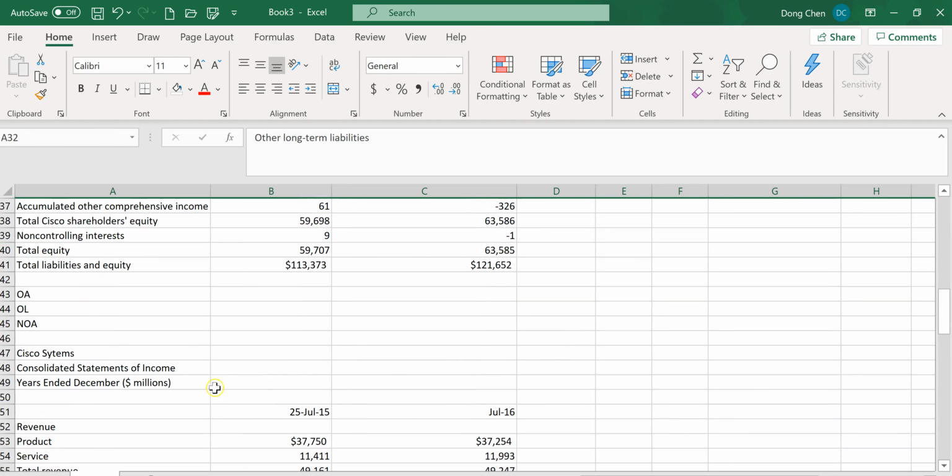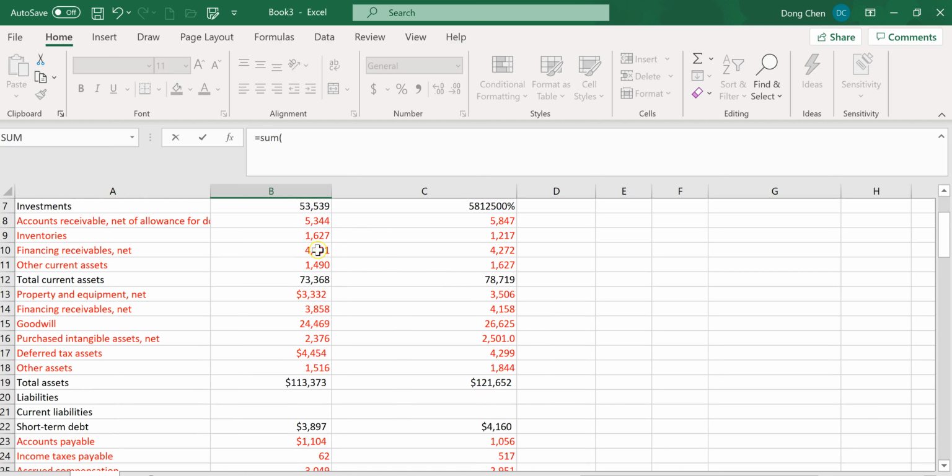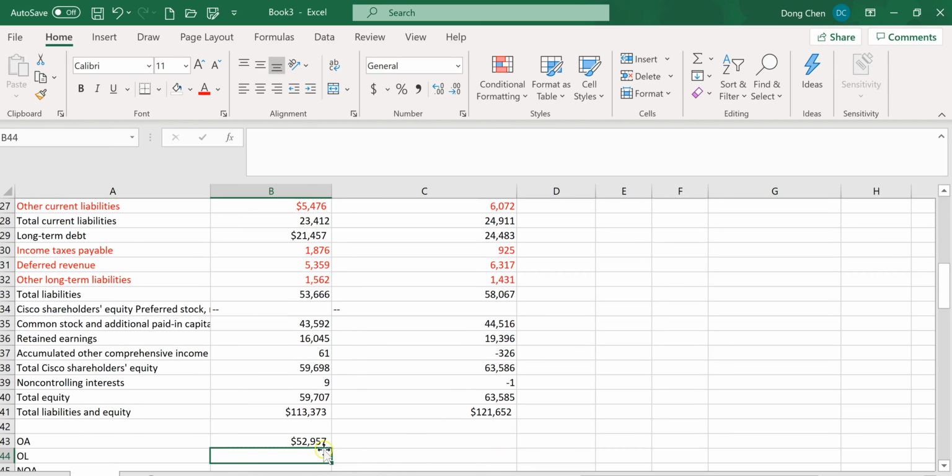So then we just need to calculate the operating assets and operating liabilities. Operating assets is basically the sum of all these items marked in red on the asset side. So here we just need to sum up the items starting from accounts receivable, and we use 2 summation signs because we have total current assets, which we leave out. So this is basically my operating assets. Then drag the cell to the other year, and I get the number for 2016.